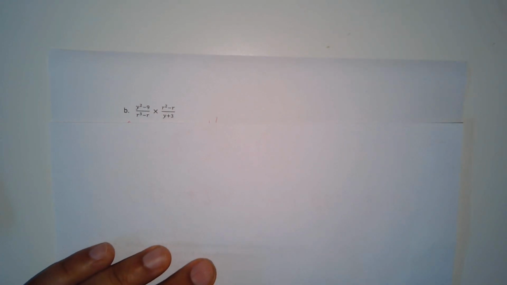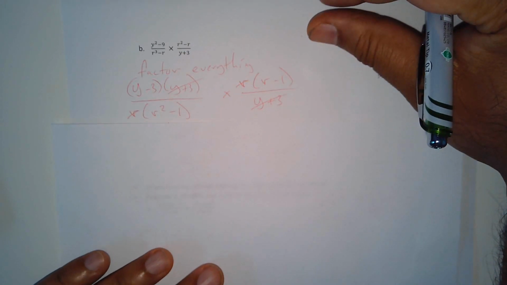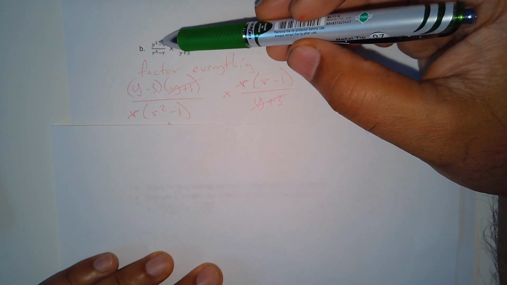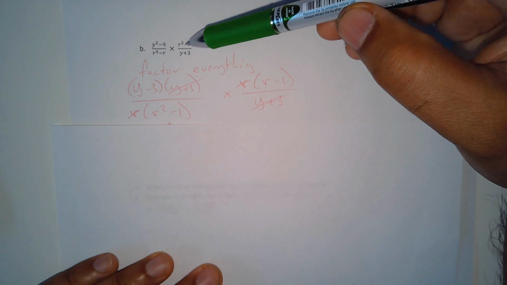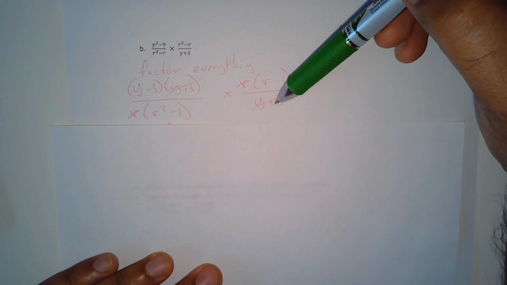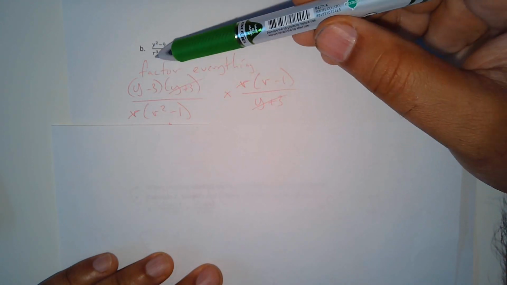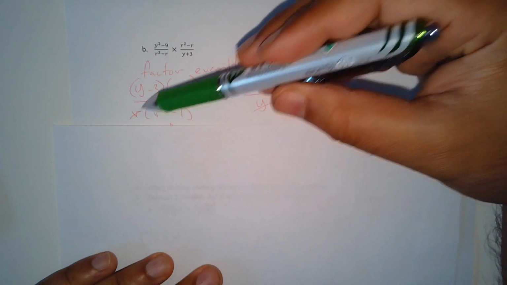Okay, here's another one. First thing is you can factor everything. You've got a difference of squares over here, y squared minus 9, so that becomes y minus 3, y plus 3. R squared minus r, you can factor out an r, you get r minus 1. You've got the y plus 3. And then here you've got r, you factor out r, so you're left with r squared minus 1. So there's an r, there's an r.